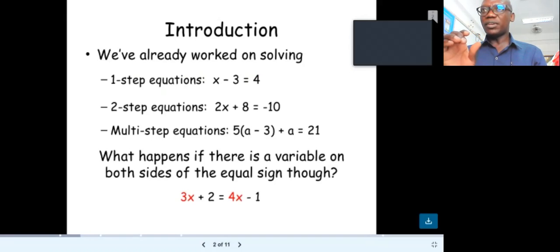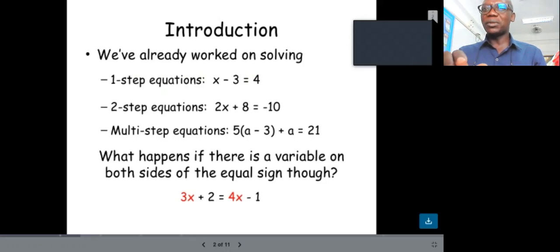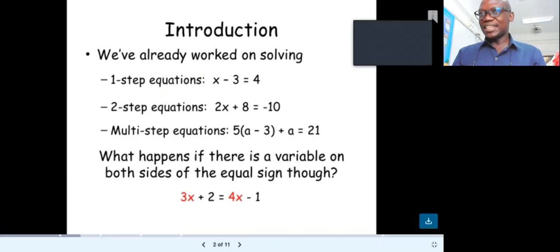So what is the smaller of the variables? We have 3x and then 4x. So which one is smaller? The smaller one is 3x. So when it goes to the other side, it will become a negative. Then also when we compare 2 and negative 1, negative 1 is less than 2, so it will also move to the other side.